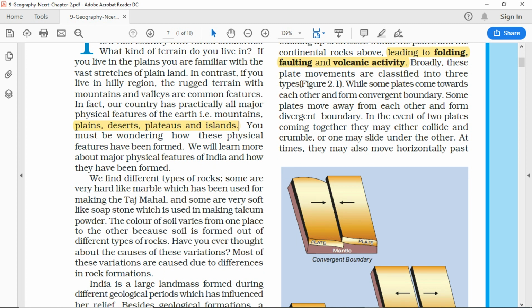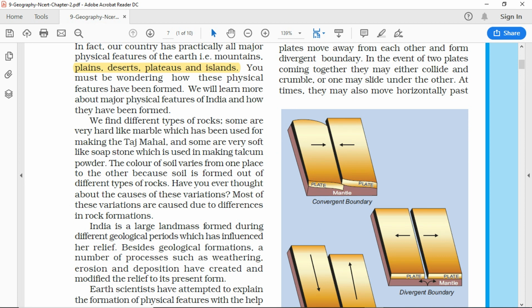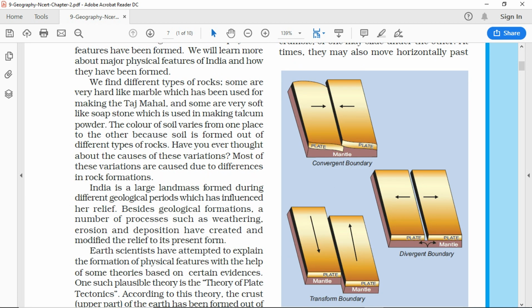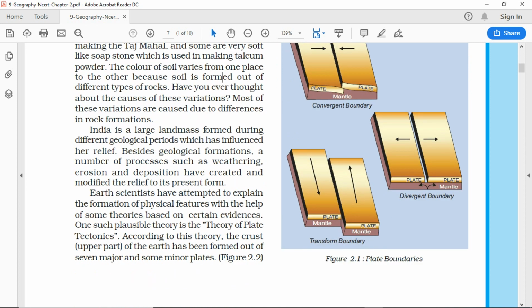We find different types of rocks. Some are very hard like marble, which has been used for making the Taj Mahal, and some are very soft like soapstone, which is used in making talcum powder. The color of soil varies from one place to the other because soil is formed out of different types of rocks. Have you ever thought about the causes of these variations? Most of these variations are caused due to differences in rock formations.